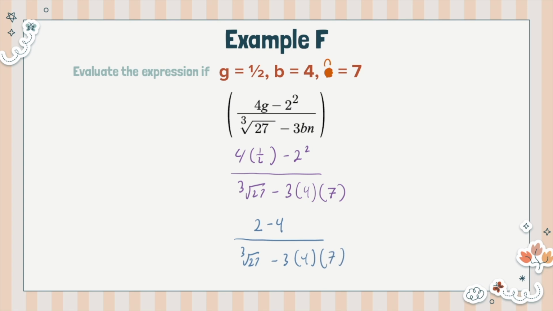All right, so 2 minus 4 is going to be -2. So we know on the top we've got -2, so we'll just write that up here, and we'll keep going. So now we're going to do the cube root of 27. So again, that's going to be what to the third power can give us 27, and that's going to be 3. So we're going to get 3 minus 3 times 4 times 7. So now we're going to do our multiplication. So we're going to do our 3 times 4 times 7, and 3 times 4 times 7 is 84. So then we end up with -2 over 3 minus 84. So then we're going to do 3 minus 84, which is going to give us -81.